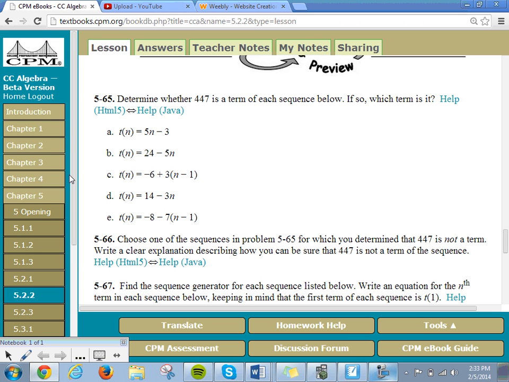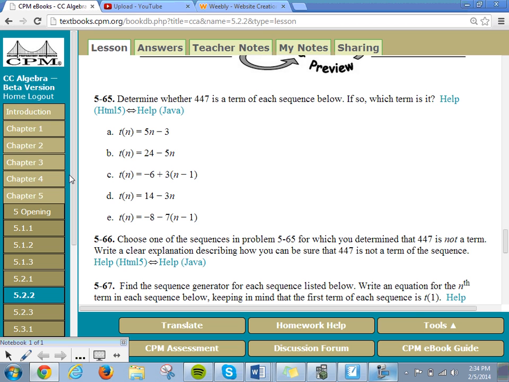So in problem 65, it tells us to determine whether 447 is a term of each sequence below, and if so, what term is it? What's going to be really helpful for you guys is understanding that sequences are discrete. What that means is that when we're solving for n later, we want to be solving for whole positive numbers. If we get anything that's negative or not a whole number, so if it has a decimal or a fraction answer, it will not be a solution. So let's begin with A.